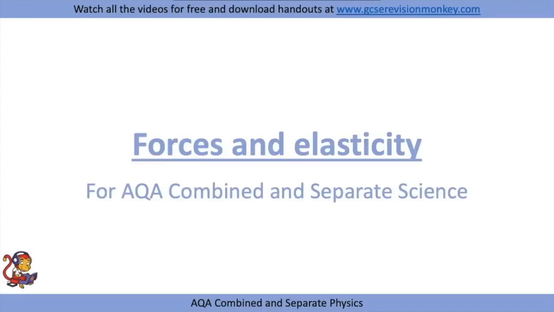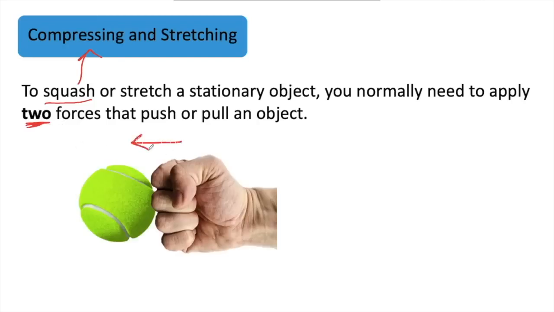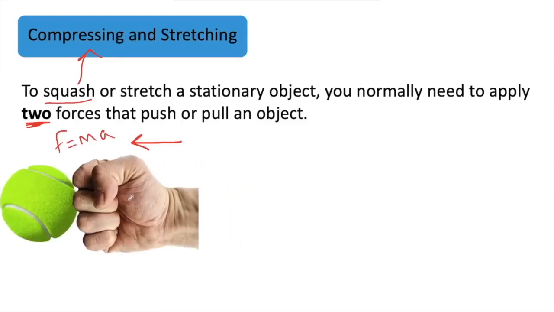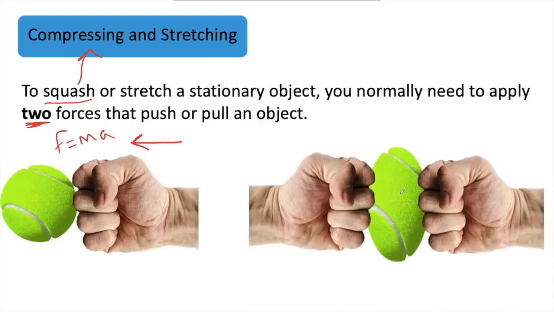Forces and elasticity. To squash or stretch a stationary object, you need to apply two forces that push or pull on the object. The other word for squash is to compress. You need two forces, because if you just had one force applying against the object, that would cause the object to accelerate in the direction of the force, because force equals mass times acceleration. However, if you have two forces, that can, in the case we're going to do, cause the object to compress, or equally, if they were pulling, cause the object to stretch.